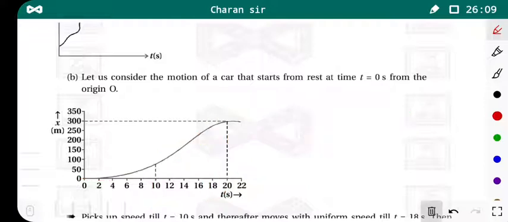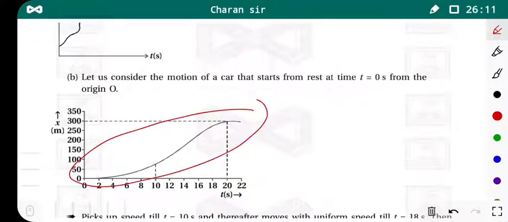So this is the graph for non-uniform motion of the object. You can consider the case when you drive a car. In traffic, at that time you must apply the brakes. That means the velocity of the object decreases. So that is the case of non-uniform motion of the object.